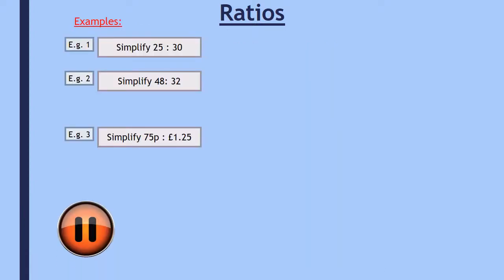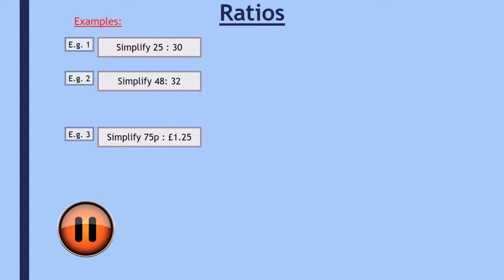Now I'd like you to have a go at the ones shown on screen. We've got 25 to 30, 48 to 32, and 75 pence to £1.25. Now, with our ratios, we can only simplify them when both sides are using the same unit of measure. So bear that in mind when you have a look at example 3.